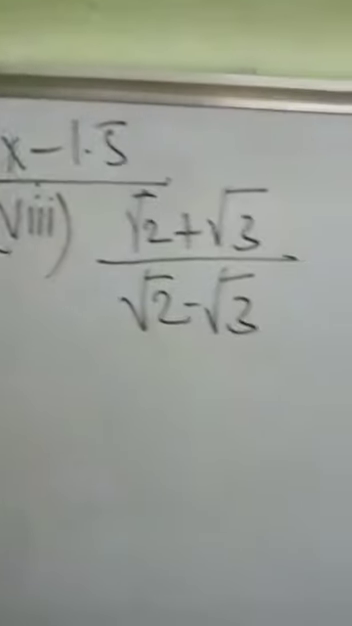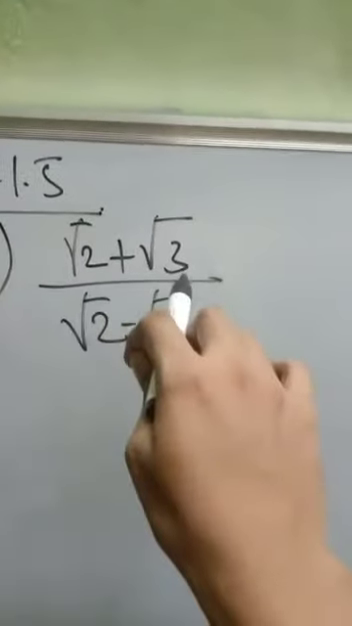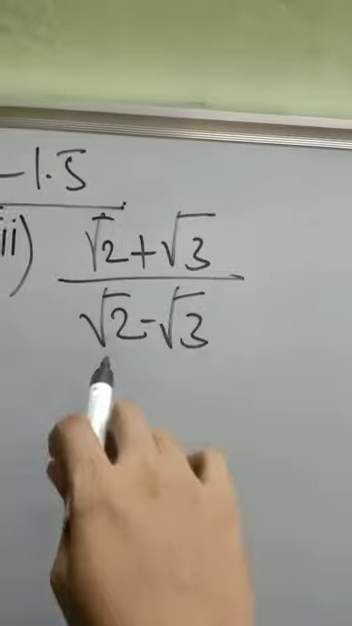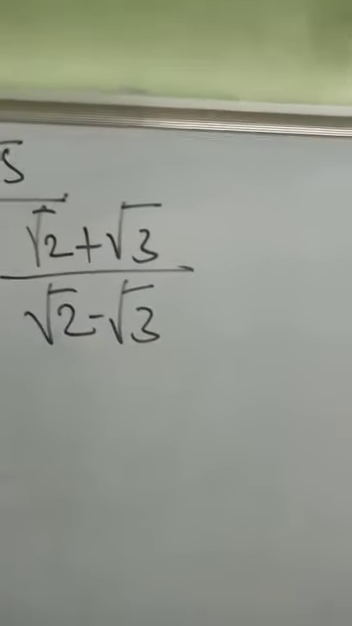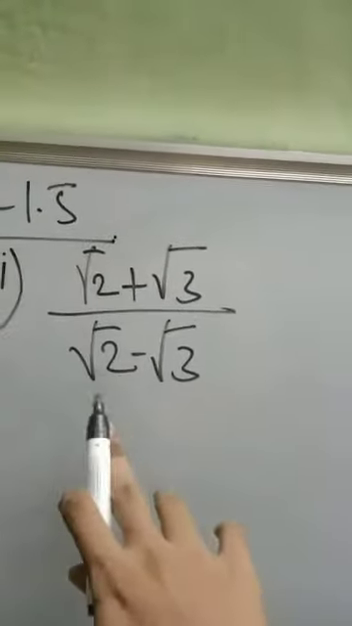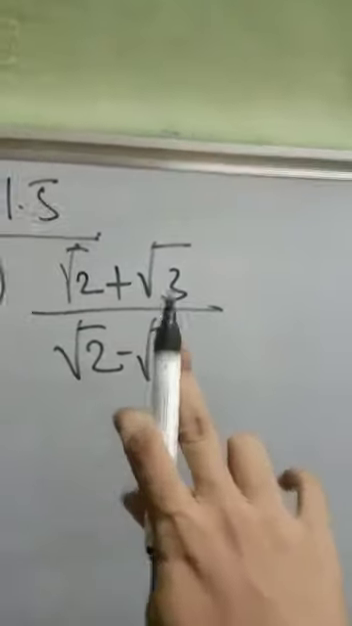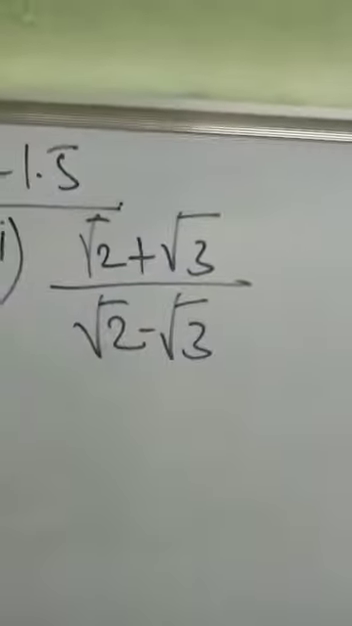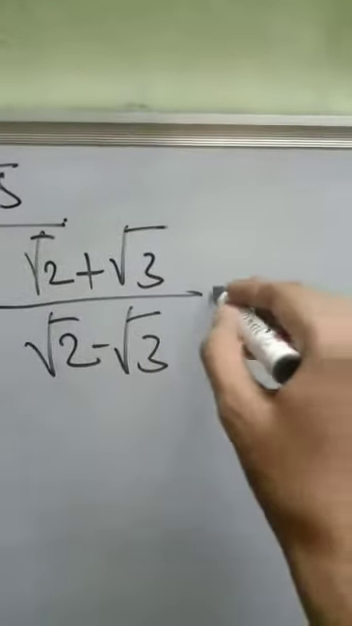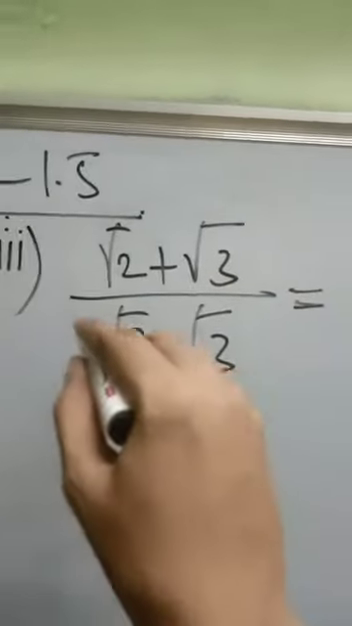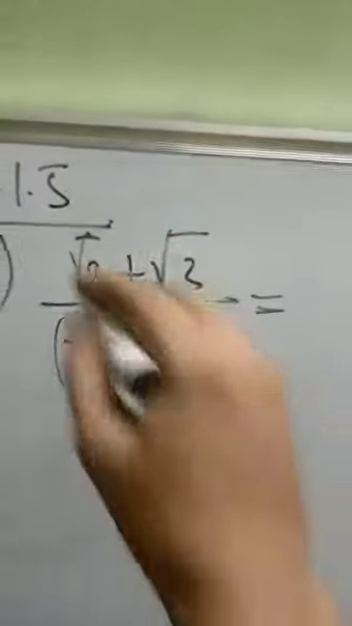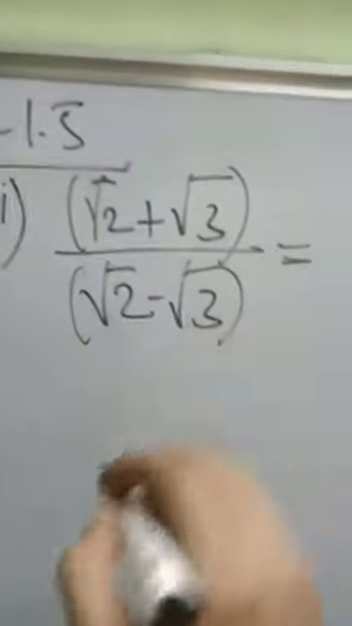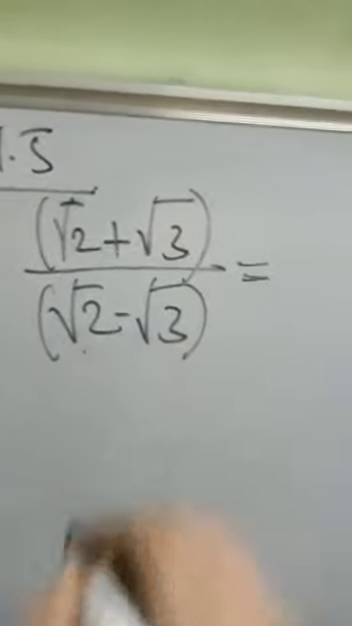Part 8. (√2 + √3)/(√2 − √3). Rationalize the denominator and then find the value of it and simplify the following. To rationalize this, first you should see what the rationalizing factor of the denominator is. The denominator is √2 − √3.